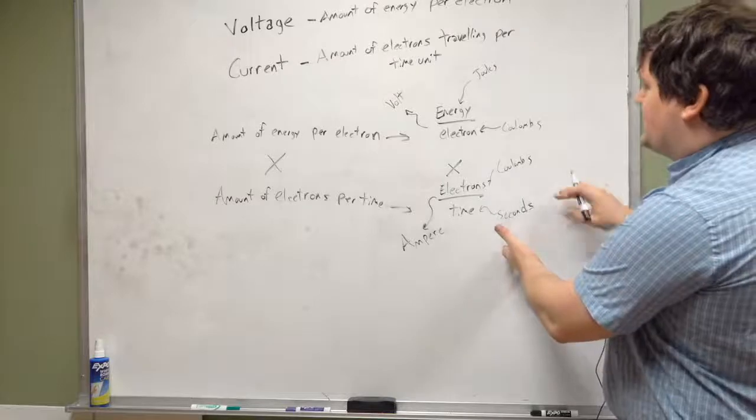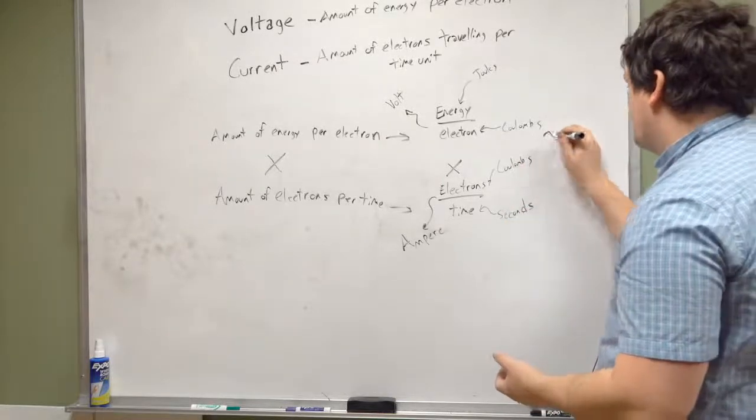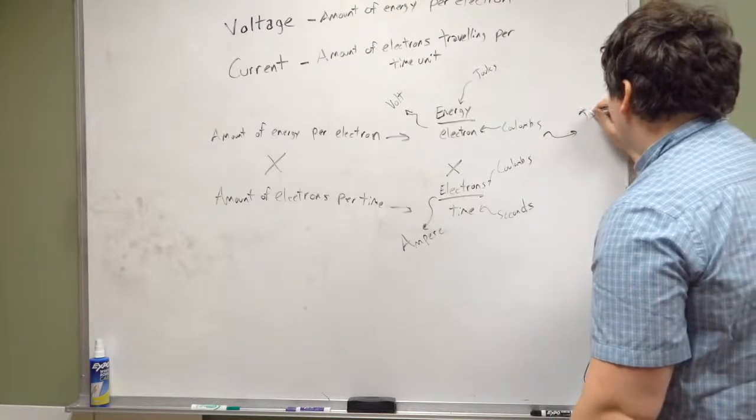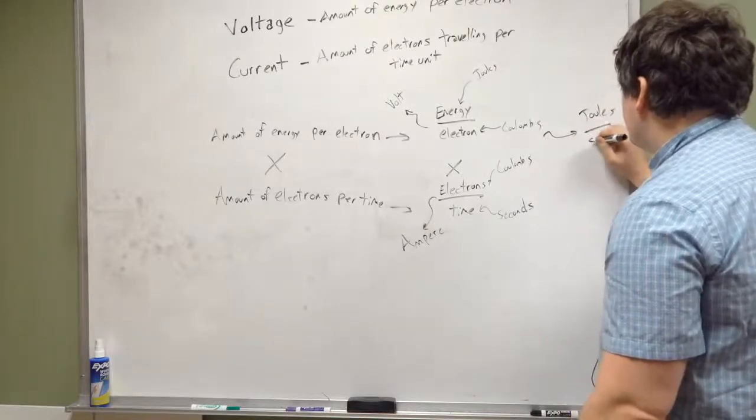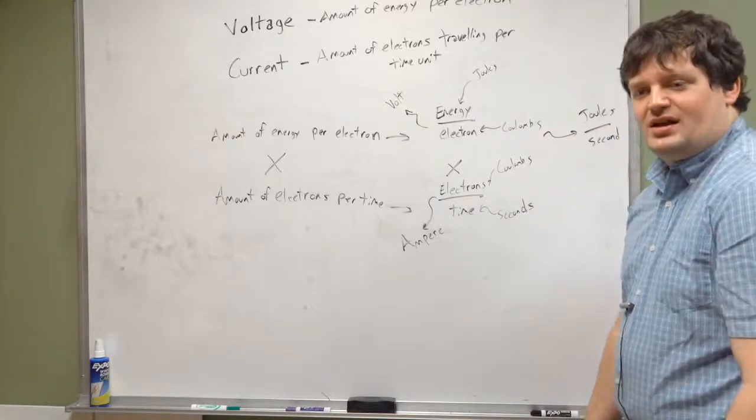Okay, so we're going to multiply these two together. You see we have coulombs on the bottom, we have coulombs on top here. If we multiply these together, we end up with joules per second. Which, if you know anything about that, that's power.